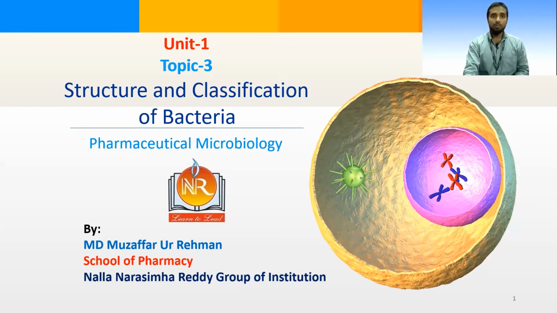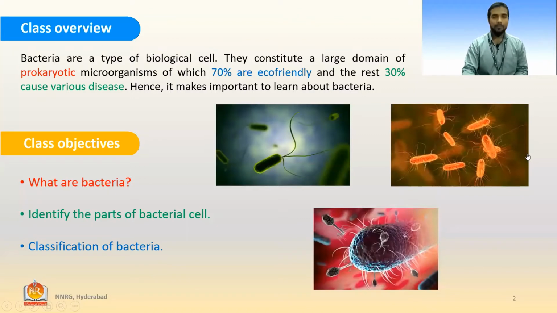So what are prokaryotes? The best example is the bacteria itself. So today we'll be dealing with bacteria. In order to study, we first need to know why it is important for us to study bacteria. Bacteria is a biological organism, isn't it? And these biological organisms contribute a lot in nature. For example, 70% of the bacteria are helpful to nature, that is eco-friendly, while the 30% are pathogenic and cause various diseases.